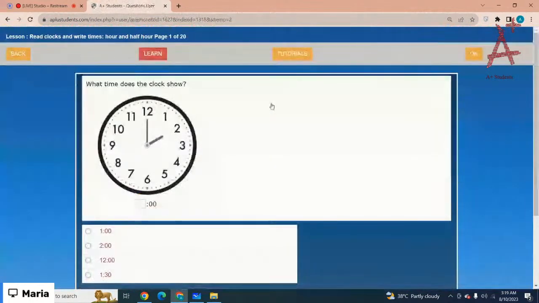Okay, what time does the clock show? Which is the correct option? You can see the smaller hand always represents the hours, and the larger one is the minute hand. So it represents 2, and because it is pointing to 12, that means just 0. So it would be 2. The correct option is 2.